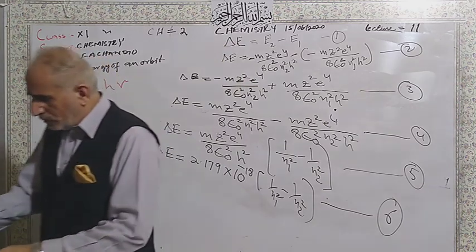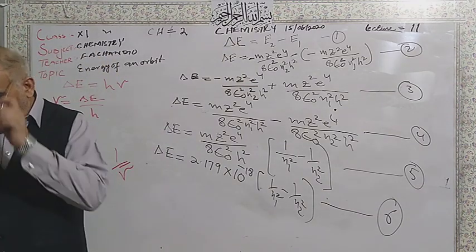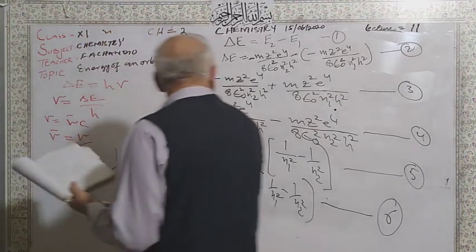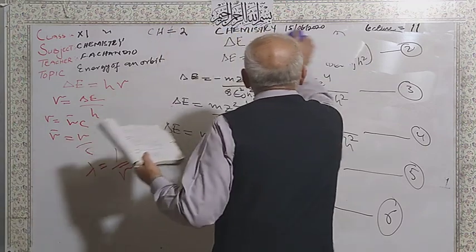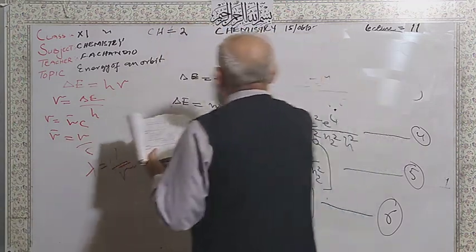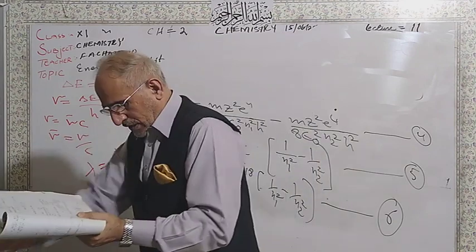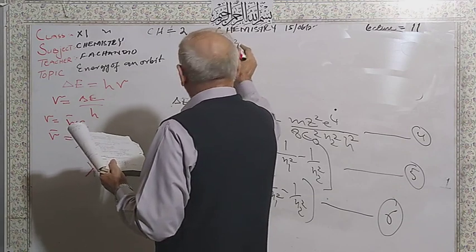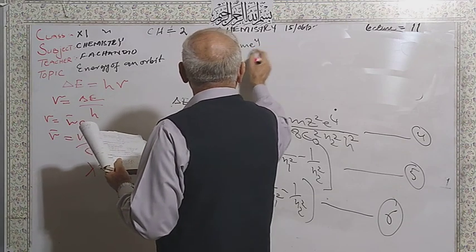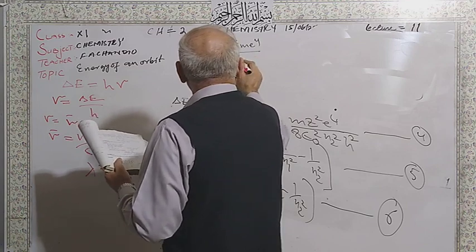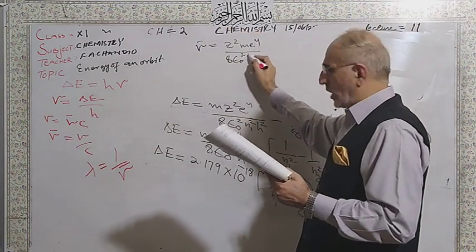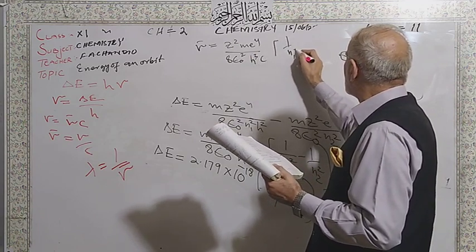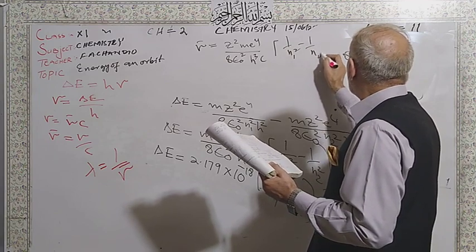So now I am going to write the wave number directly, in case a question asks you to calculate the wave number. This is the formula: wave number is equal to Z^2 m e^4 divided by 8 epsilon naught squared h cubed c, times (1 over n1 squared minus 1 over n2 squared).